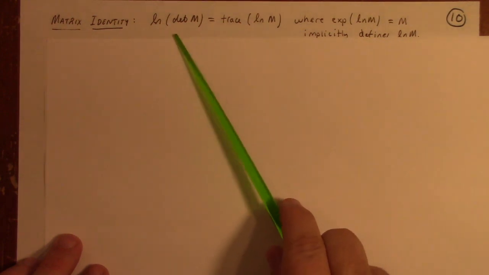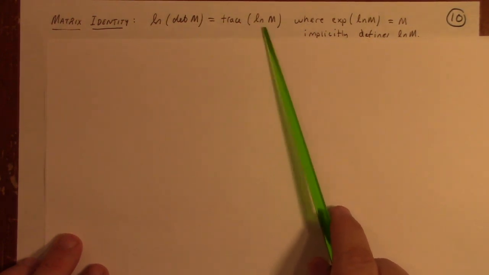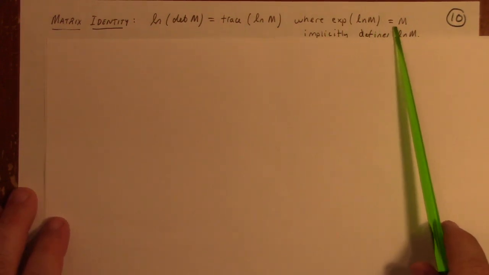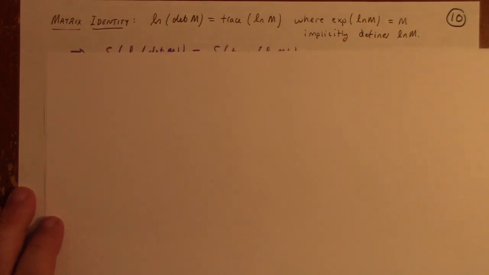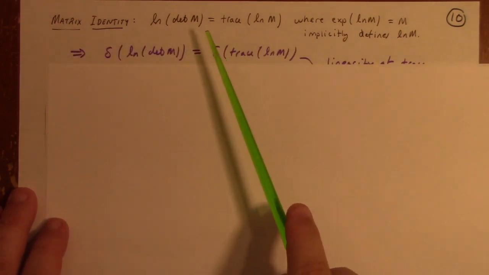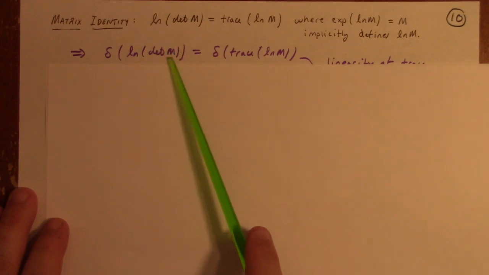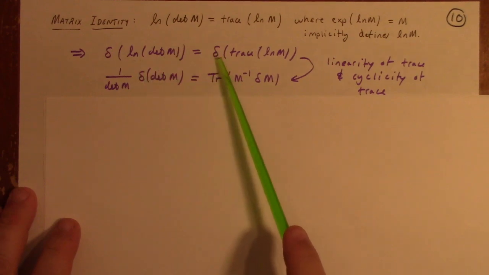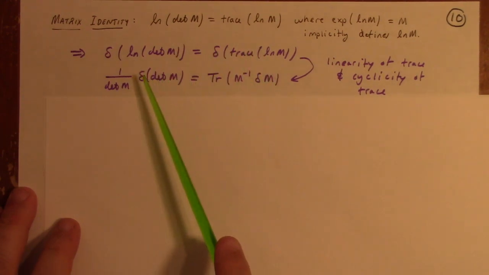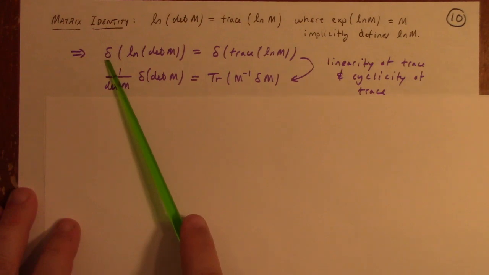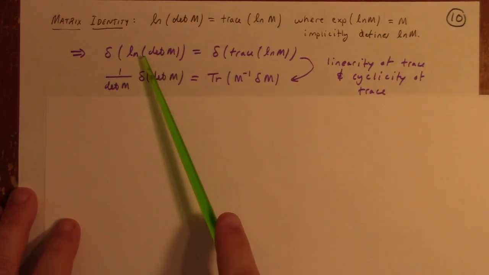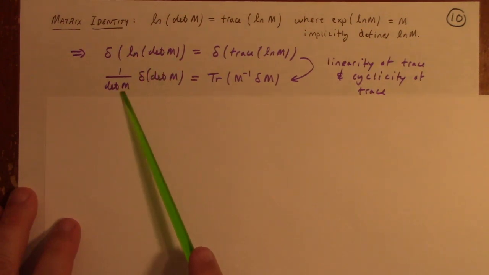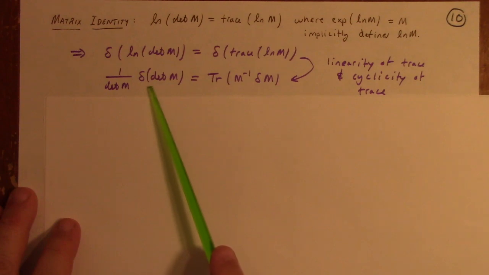So the natural log of the determinant of a matrix is the trace of the natural log of the matrix. That is a matrix identity, where the natural log of a matrix is implicitly defined by saying the exponential of the natural log of the matrix is the matrix again. So if we take the variation of the natural log of the determinant of the matrix, that gives us the variation of the trace of the natural log of the matrix. And because the variational derivative still behaves like a derivative, it has the chain rule. Differentiate a natural log, you get 1 over the thing times the derivative of the thing, which in this case is the variation of the determinant of m.